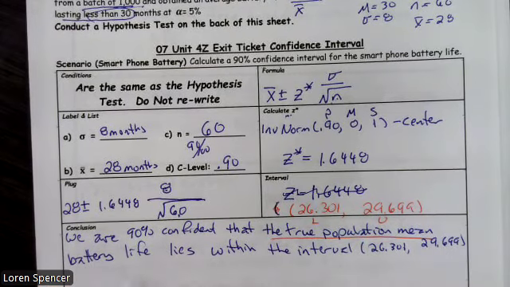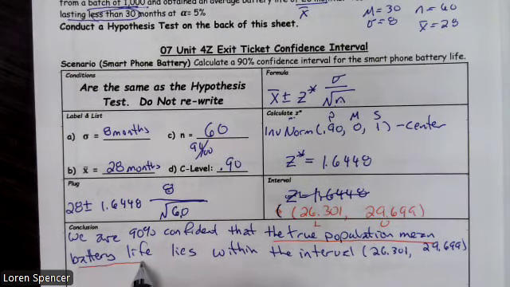And so just look for that assignment video where it says the true population mean battery life was defined as the parameter.